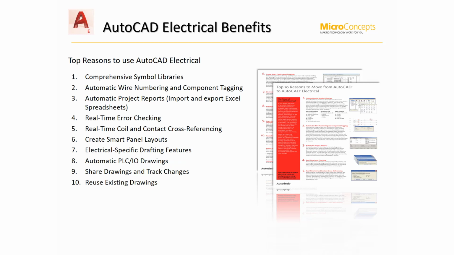AutoCAD Electrical can also help to reduce errors in your work with its real-time error checking feature. The program will notify you if you're trying to assign a duplicate component tag, or let's say if you've reached the contact limit on a component. You've also got real-time cross-referencing, which will allow you to keep an up-to-date reference between parent and child component relationships. So this is going to be updated as you make changes within your project.